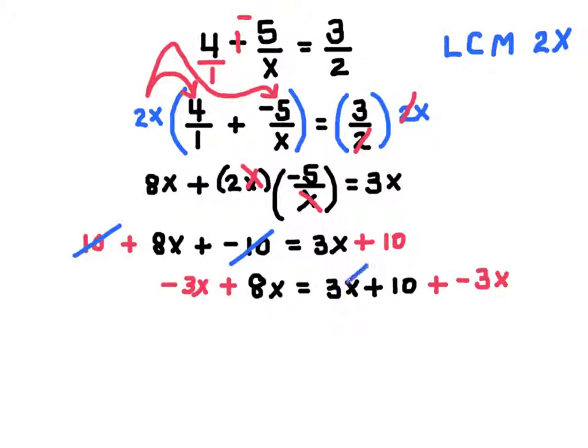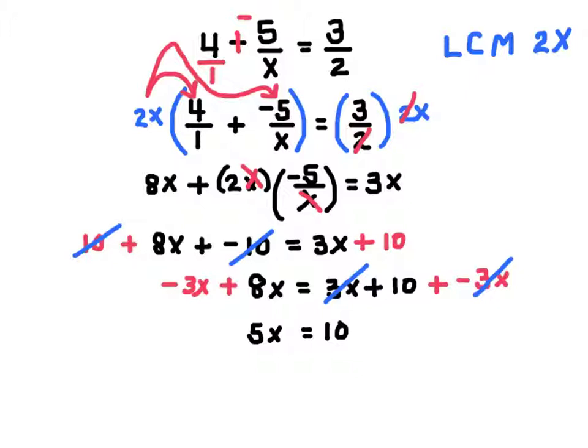Now a positive 3x and a negative 3x is 0. And on the left-hand side, a negative 3x and an 8x gives me a positive 5x on the left, and on the right I have 10. We're almost done. I need to remove this 5 coefficient from my x.